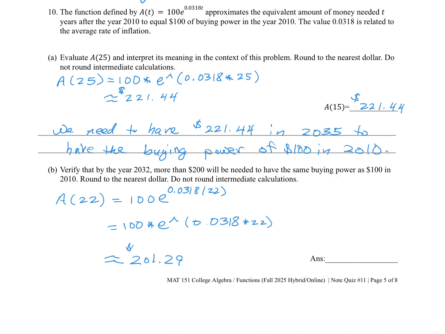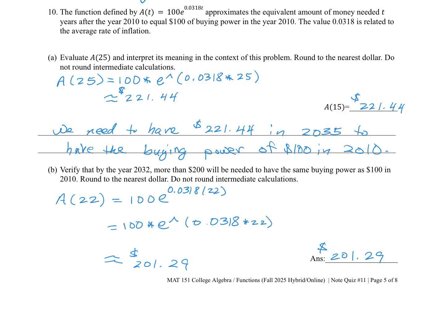And that should tell us right there that we definitely need to wait that many years to get that value, because we need to be over $200 according to the question. So again, that is 201.29, and that is our answer to that question. And again, it's a model. It's not exact. That could be off a little bit depending on how things change over time.